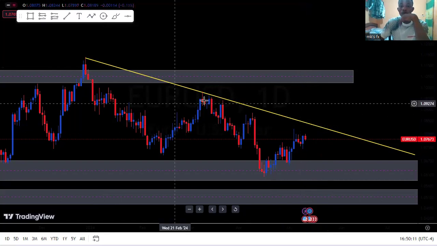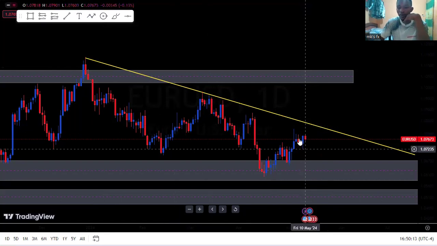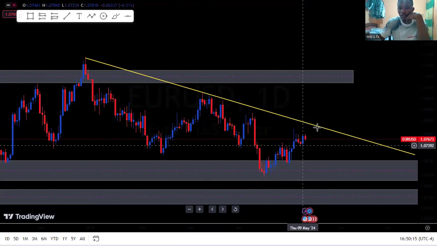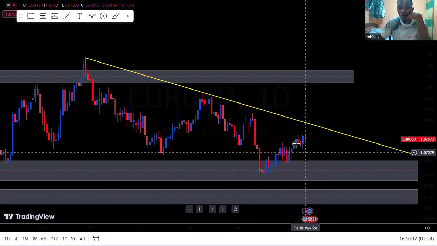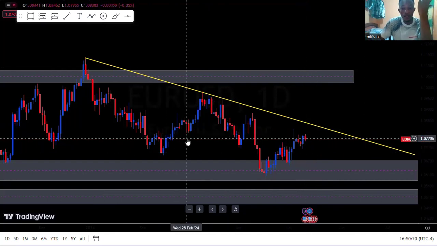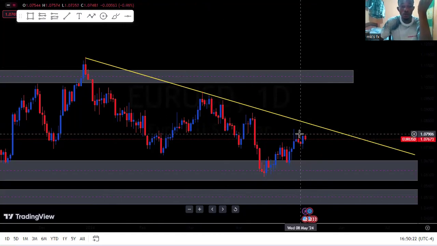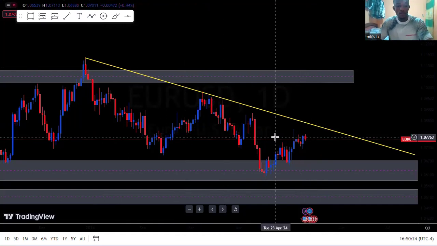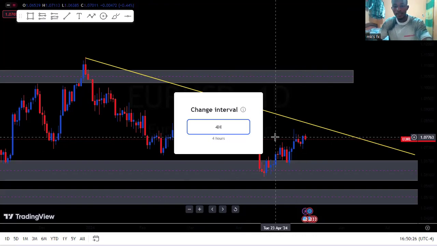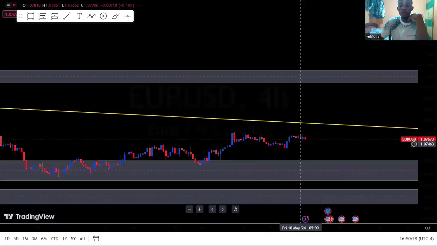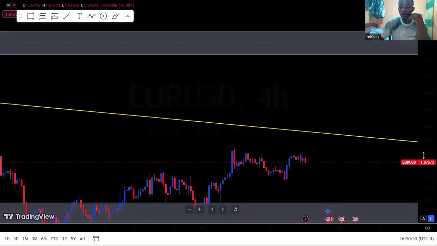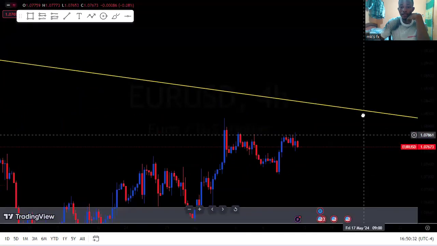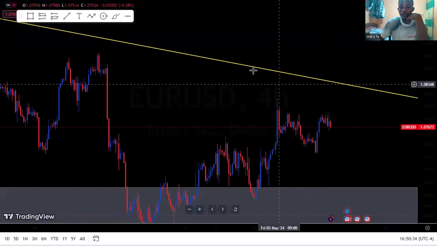Now, will I just buy from here without any confirmation? Why should I be buying? For me to get a perfect entry, I need to go to the 4-hour time frame. So I go to the 4-hour time frame, guys. This is where we are going to have a clear understanding of why we are buying this market.